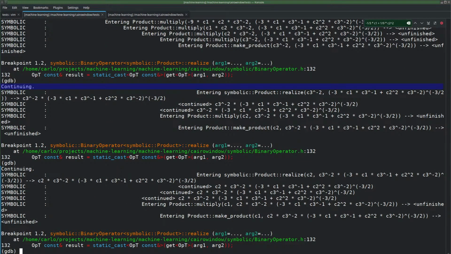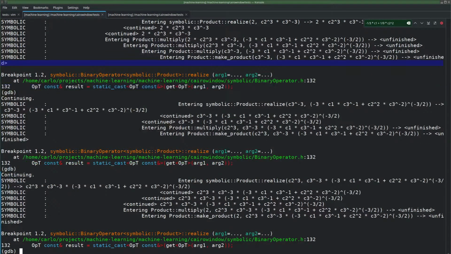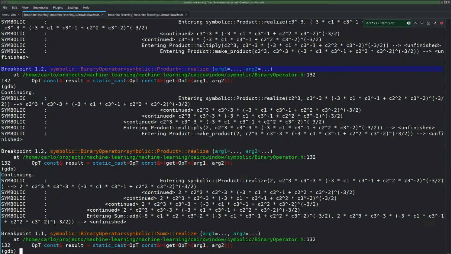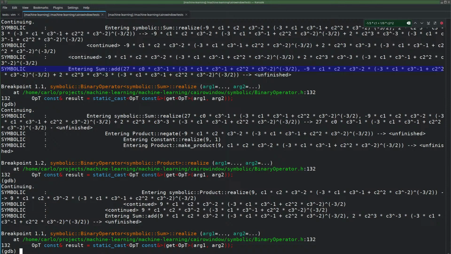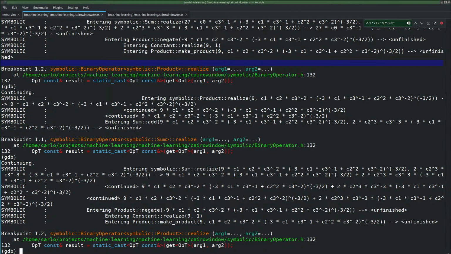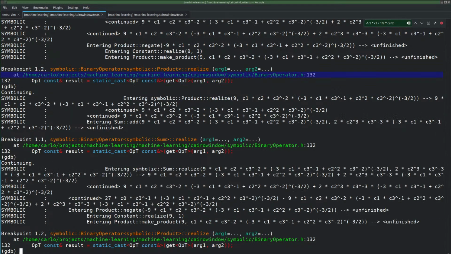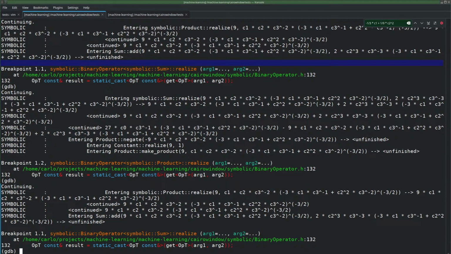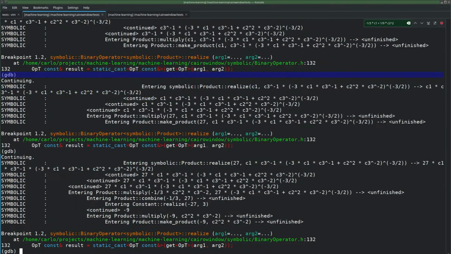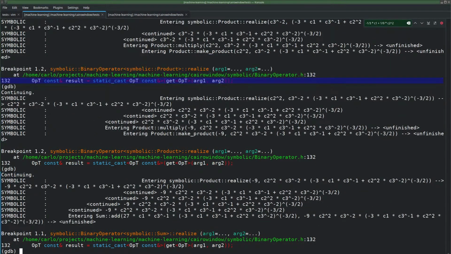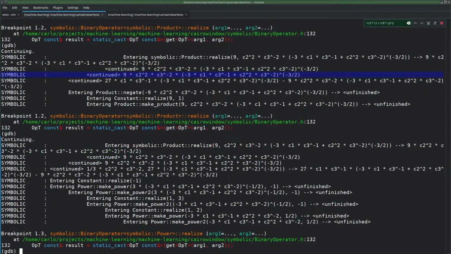I wish there was a better way to set this breakpoint. Hopefully I only have to do this once. Hopefully I don't pass it. Add, sum. Yes, we got product, sum. Product, power, power, power, sum.